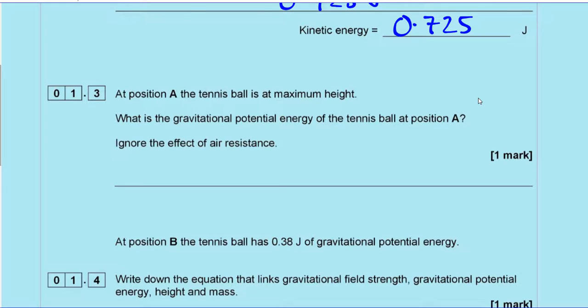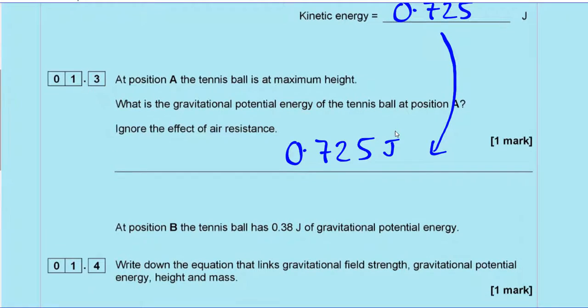So that ball started off with some kinetic energy at the bottom, and where that energy has gone, it's been transferred to the gravitational potential store. So if we're ignoring air resistance, then we can simply take the conservation of energy to say that that 0.725 joules of kinetic energy must become 0.725 joules of gravitational potential energy, and that's the reasoning for that.